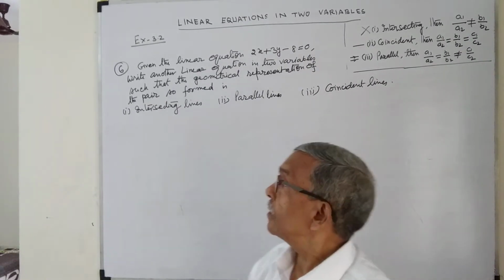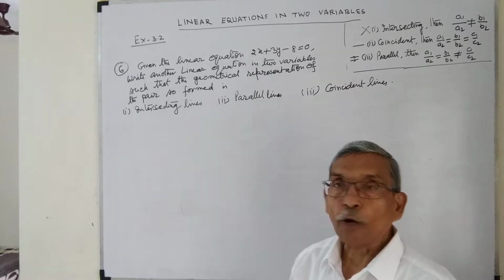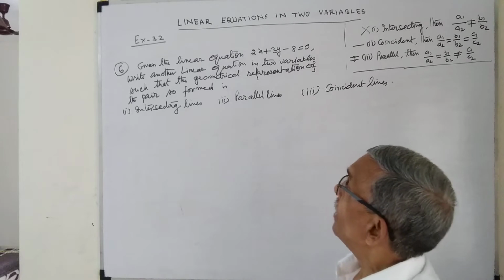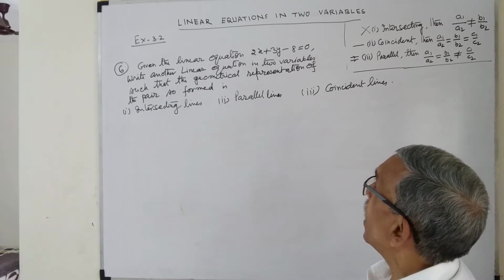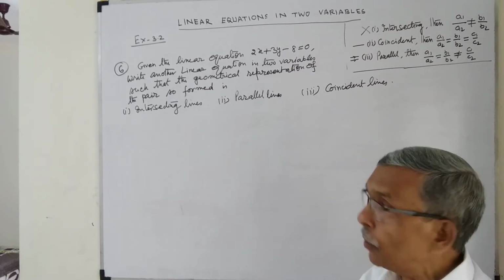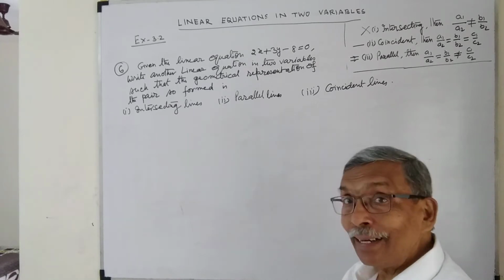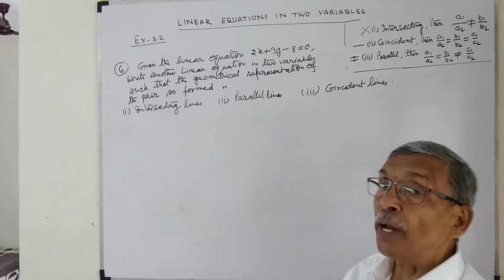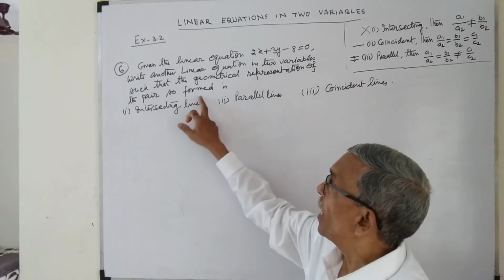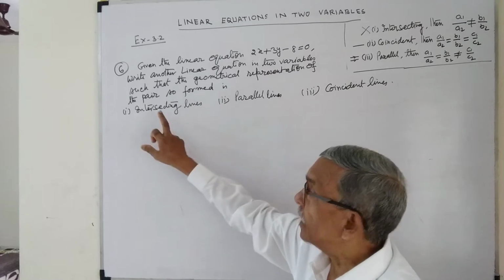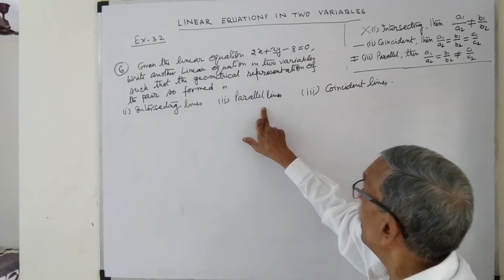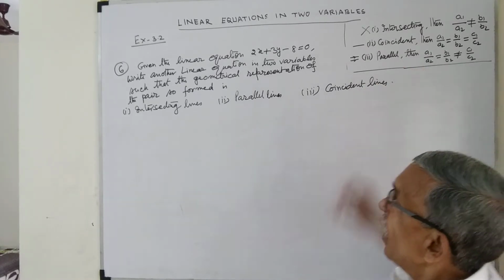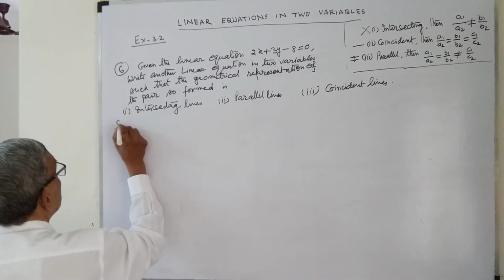Now this is the sixth sum. I copied it. So what is the sixth sum? Given the linear equation 2x plus 3y minus 8 is equal to 0, write another linear equation in two variables such that the geometrical representation of the pair so formed is intersecting, parallel or coincident. So this is the condition, and the solution is as follows.